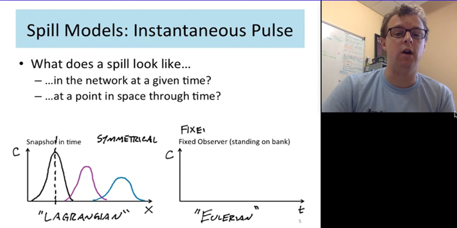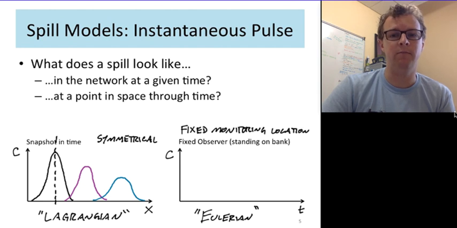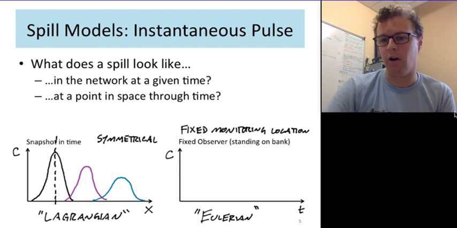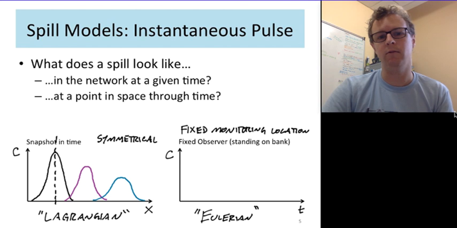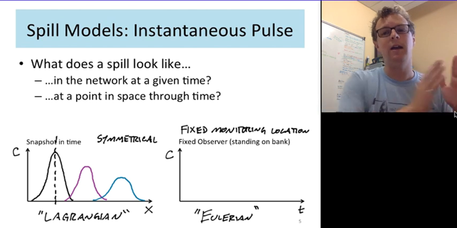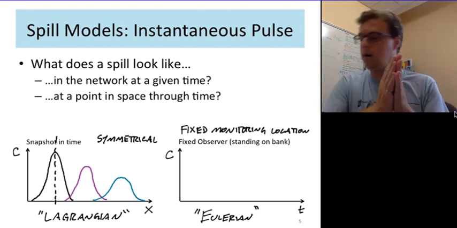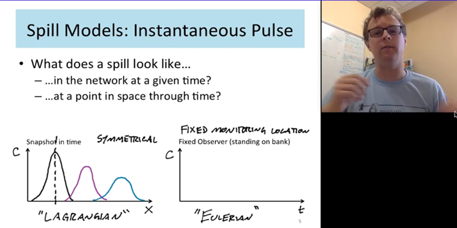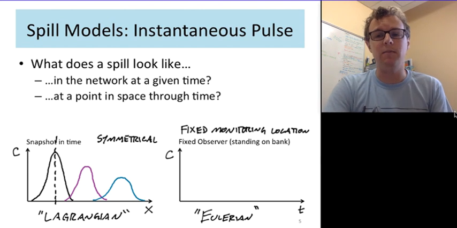That's called a Lagrangian approach to the world. Lagrange, a mathematician, did his work as though you were moving with the flow, moving along with the pulse of concentration. So if you imagine you were in a boat at the same time a spill happened, as you moved, if you looked left and right, you would see symmetrical spreading. But that's not how we typically make our observations.